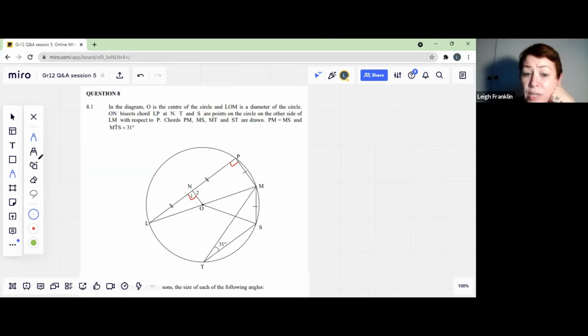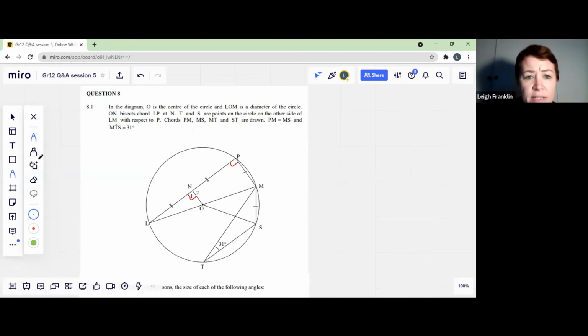Also going to be equal to 90. Okay, line from center to midpoint of chord. Good. Yes, Luyanda, that's quite right. Okay. Then they tell us the points on the circle on the other side of LM with respect to P. Okay, that's over here.